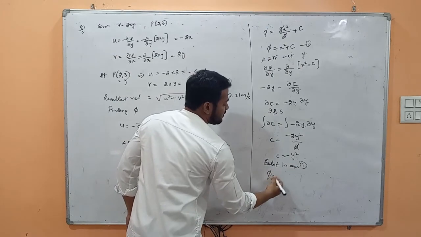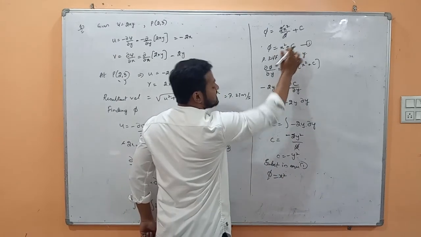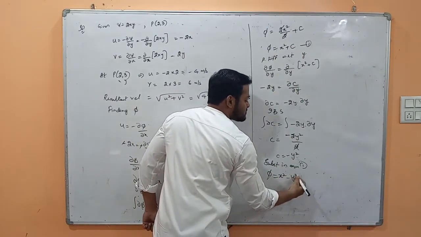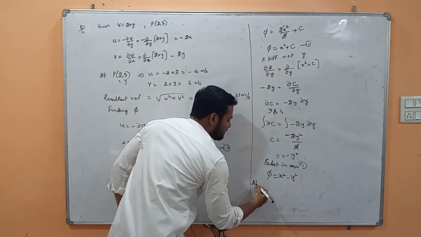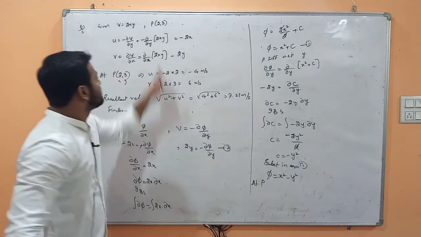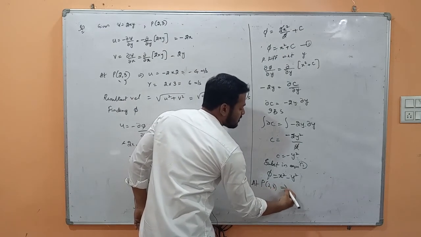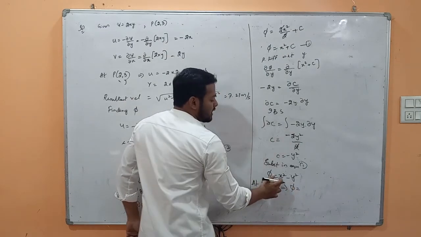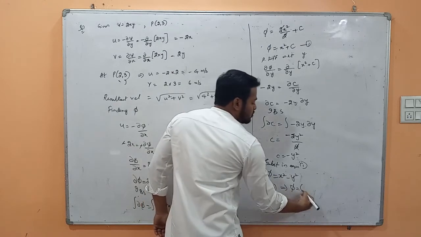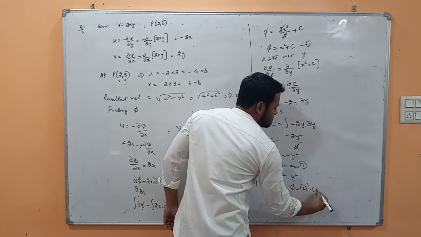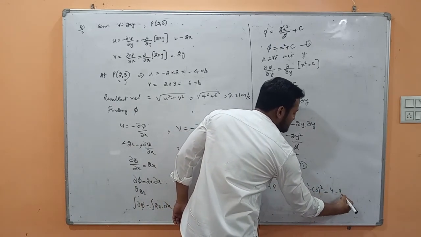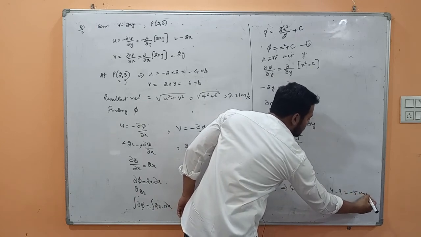So what is the phi now? x square plus c is what? Minus y square. So at P, the value is given in the question, P is given as 2, 3. So at 2, 3, phi is equals to, x is 2 and y is 3. So 2 square minus 3 square, so that is 4 minus 9, that is minus 5 units.